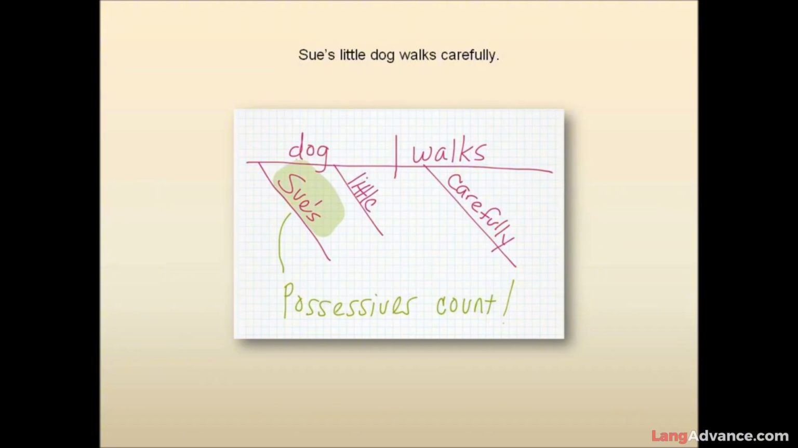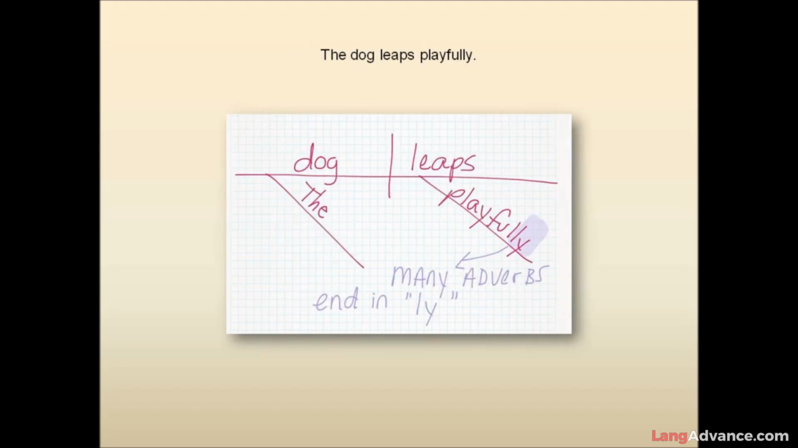Sue's little dog walks carefully. Dog is the subject, walks is the verb. Sue's and little both describe the dog. Carefully describes how the dog walks. Dog is the subject in the dog leaps playfully. Leaps is the verb. The describes dog. Playfully describes how the dog leaps.